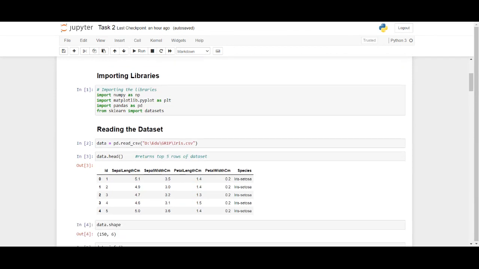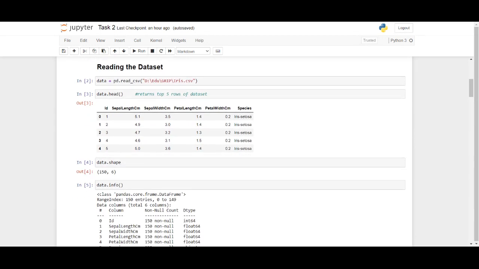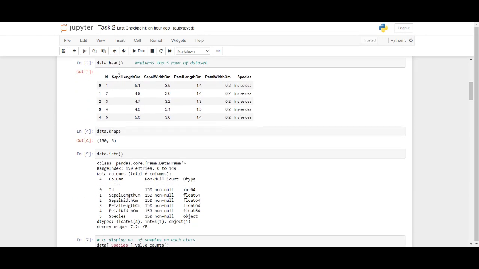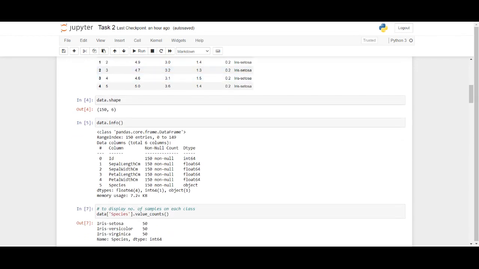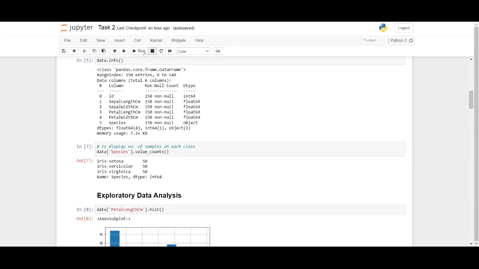Importing required libraries for this project. The required libraries are NumPy, Matplotlib, Pandas, and sklearn. Now, reading the dataset. Next, data.head returns the top 5 rows of the dataset. Data.shape gives the number of data points and its columns. Data.info gives the total idea about the dataset.